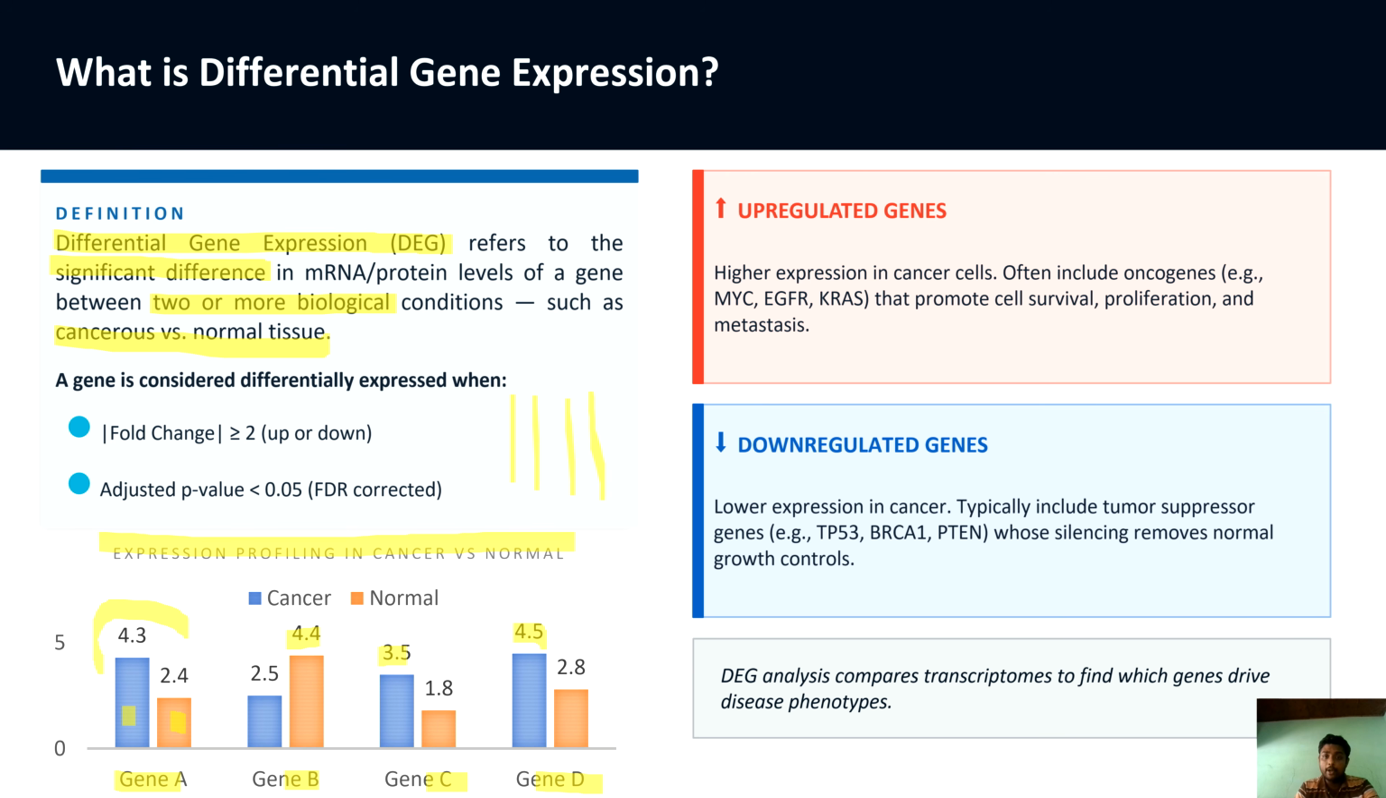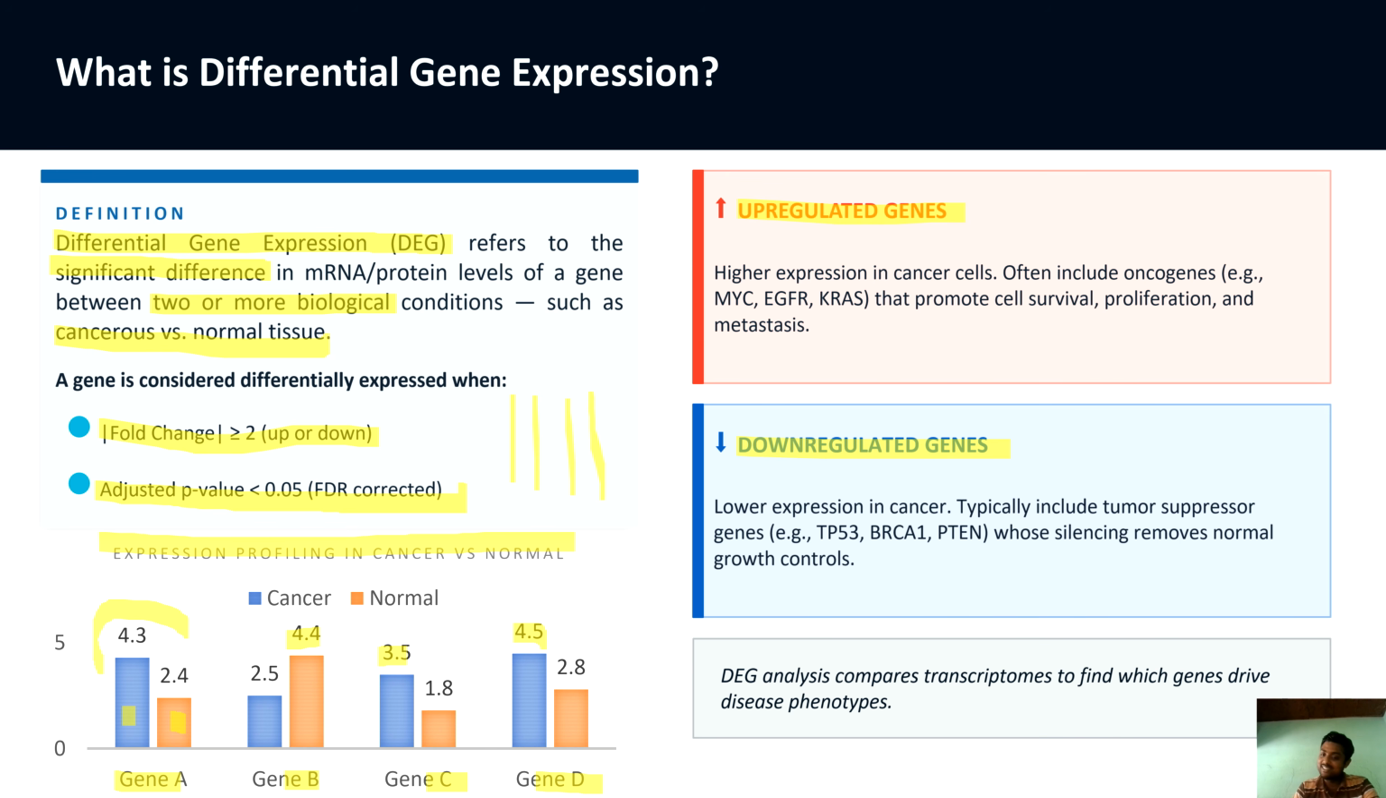But here, upregulated genes and downregulated genes are both present. So can we call them differentially expressed genes? If yes, then how? And if not, then why? For this answer, I have written it here. Generally, when statistical models or statistical methods are used for differential expression of genes, the criteria are fold change greater than or equal to 2 and adjusted p-value less than 0.05.